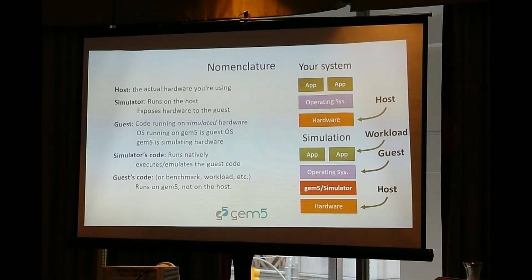So if you're running Linux on top of gem5, Linux would be your guest. We have the simulator code, which is executing natively on the hardware. So if you talk about the performance of the simulator, you're talking about the performance of the simulator code compared to the simulated performance of the simulated application. Then we have the guest code, which is the benchmark or the workload or whatever you're running on top of gem5. Does nomenclature make sense? Great.